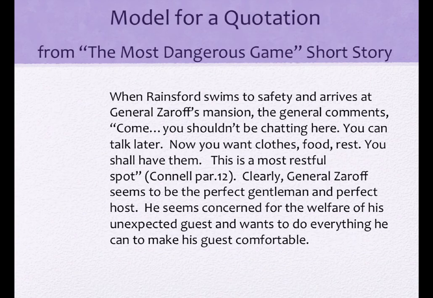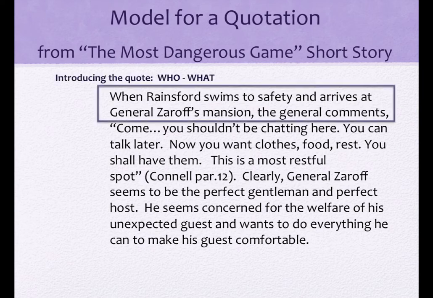Here's a model from The Most Dangerous Game short story you've read earlier in this course. When Rainsford swims to safety and arrives at General Zareff's mansion, the general comments, "Come, you shouldn't be chatting here. You can talk later. Now you want clothes, food, and rest. You shall have them. This is a most restful spot." Clearly, General Zareff seems to be the perfect gentleman and perfect host. He seems concerned for the welfare of his unexpected guest and wants to do everything he can to make his guest comfortable.